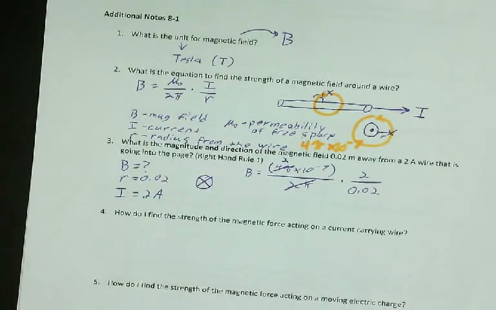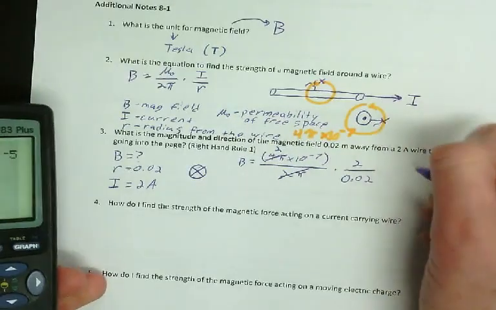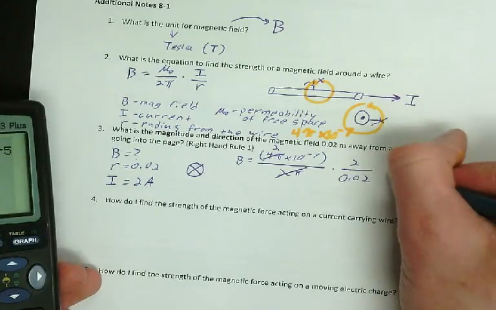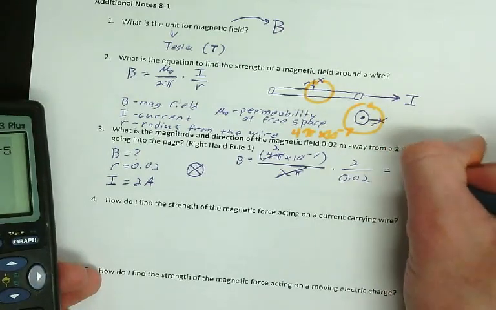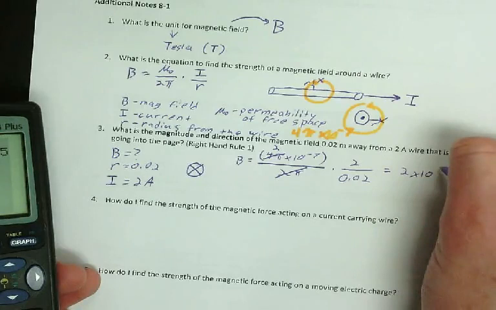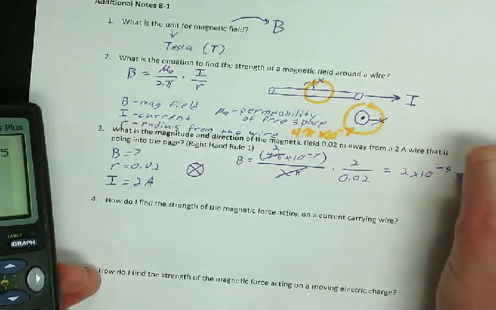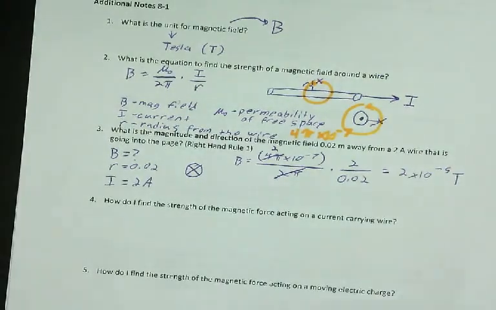So 2 times 10 to the negative 7th times 2 divided by 0.02 gives me a magnetic field of 2 times 10 to the negative 5th Teslas. But I need a direction. And this is where the right-hand rule comes in.